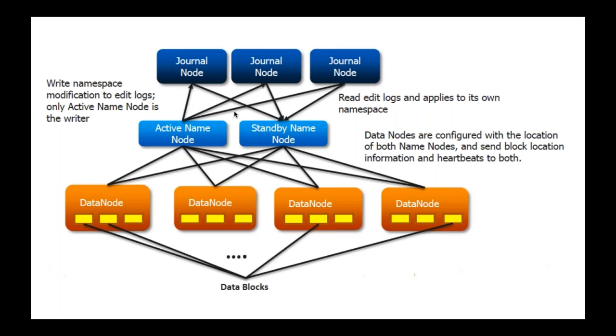This process is called high availability. Why do we need journal nodes? To assure that your system lives 24/7. This is called high availability. Correct?